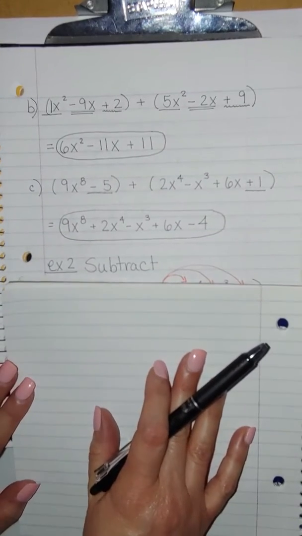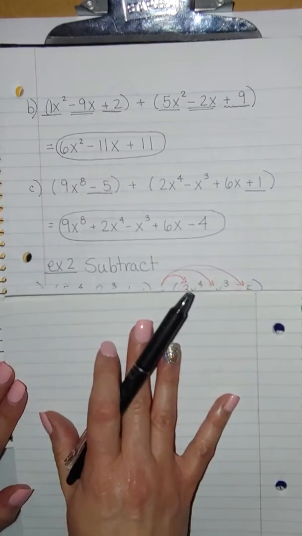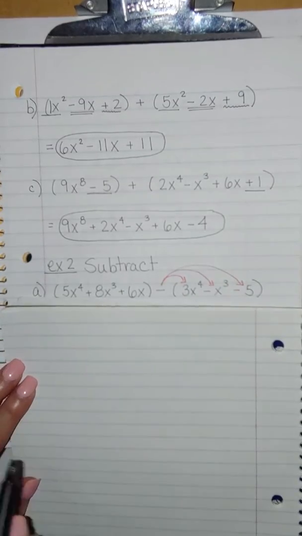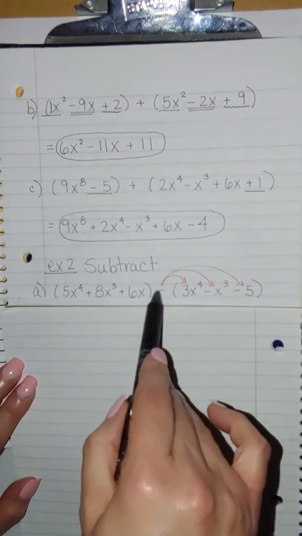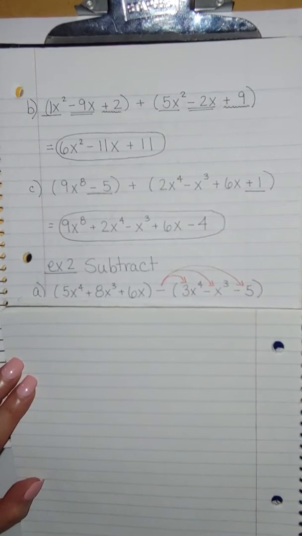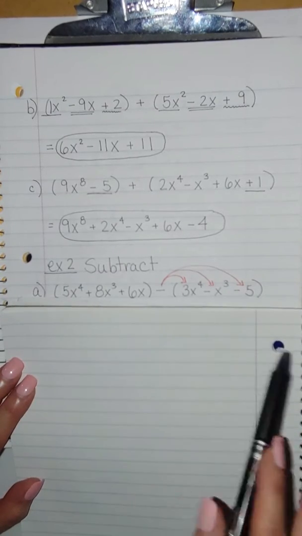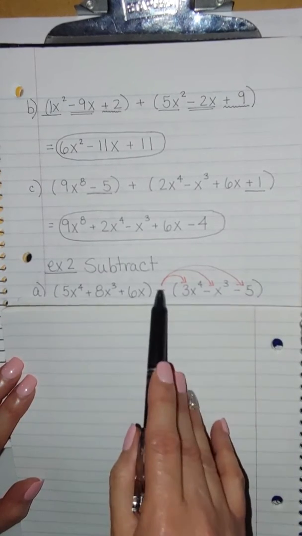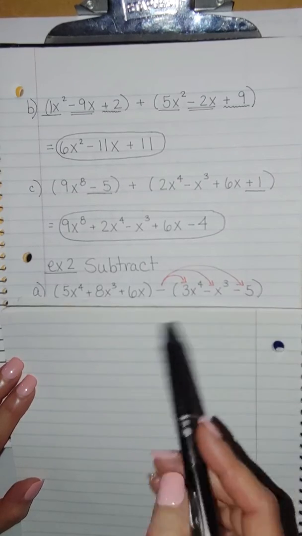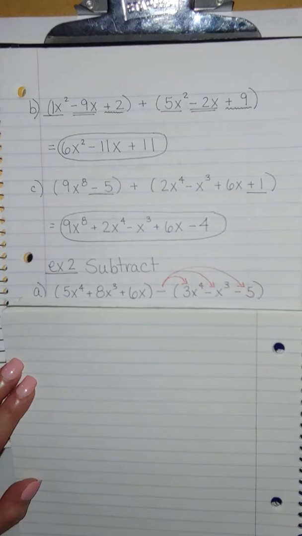Okay, so let's do some subtraction. Subtraction's got a little quirk to it. So it's very similar to the addition, but with subtraction, you got to remember that we're subtracting every term in that parentheses. So we need to subtract every one of these. The easiest way to remember to do that is to distribute this negative. You're also distributing this -1 times all three of those terms.